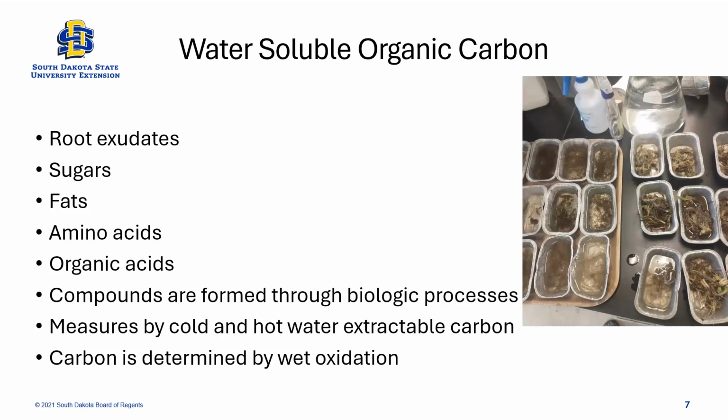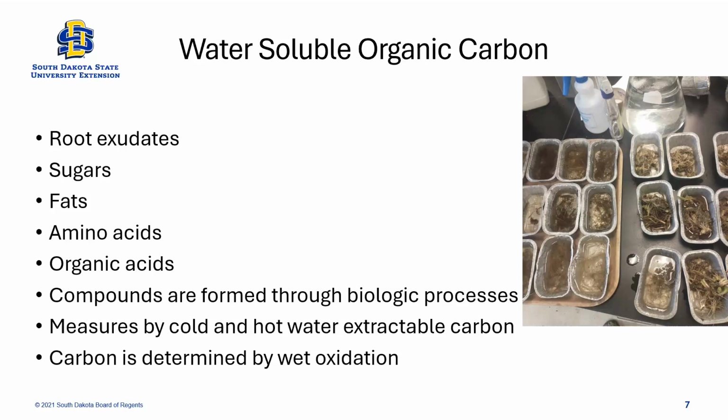Water-soluble organic carbon is made up of various compounds, such as root exudates, which are chemicals released from the roots into the soil, sugars, fats, amino acids, and organic acids. These compounds are formed through biological processes. This is a pretty small fraction, probably less than 1% of the total carbon in the soil.